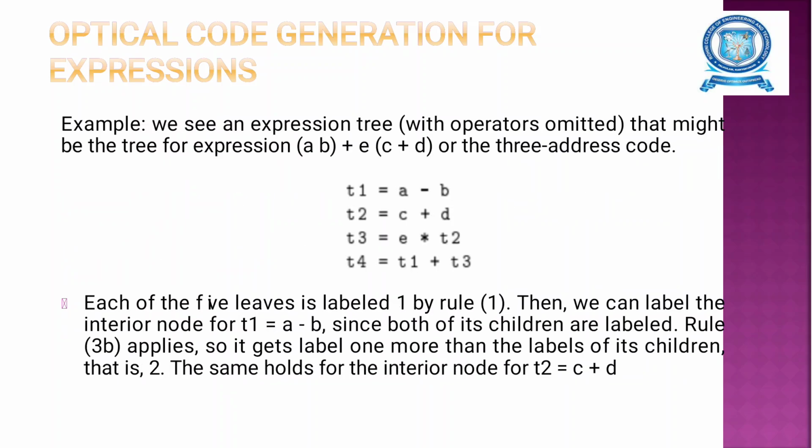As an example, we have the expression (a - b) + e * (c + d). The corresponding three address code is T1 = a - b, T2 = c + d, T3 = e * T2, and T4 = T1 + T3. Here the bracket has the higher precedence.